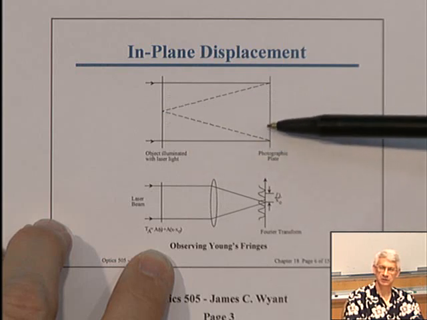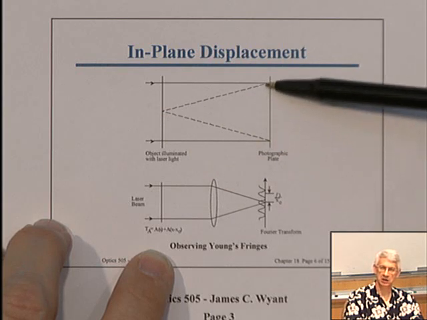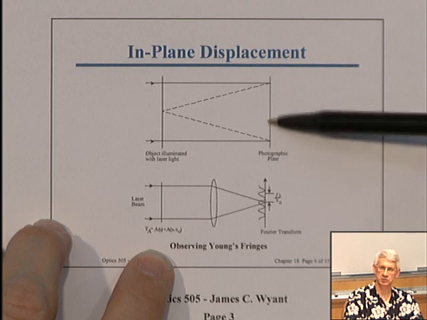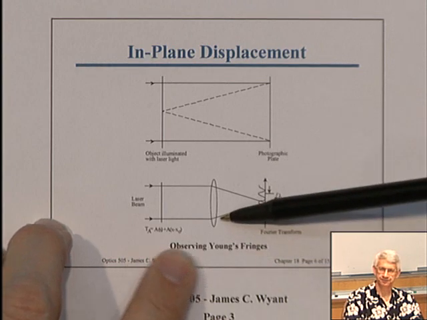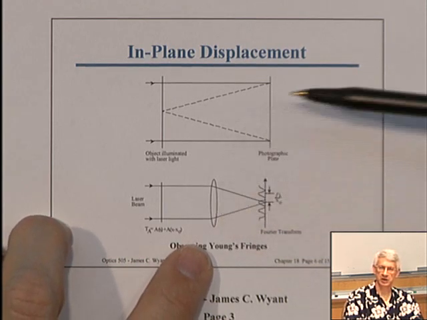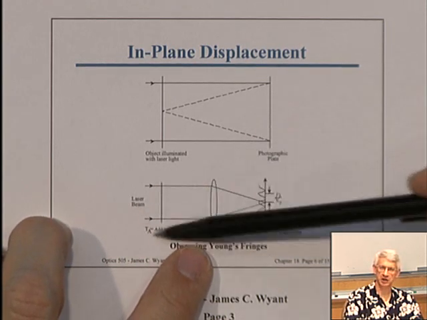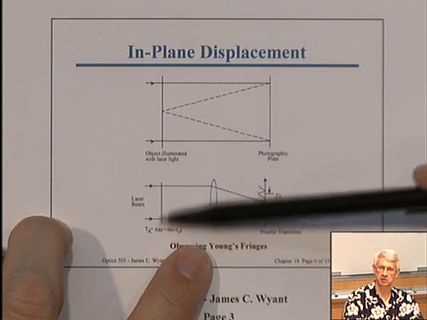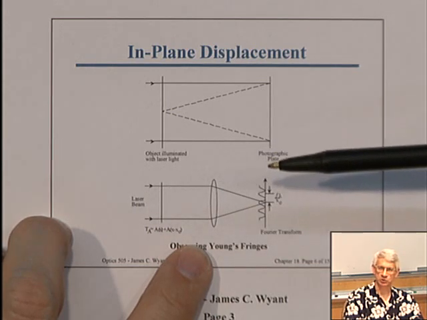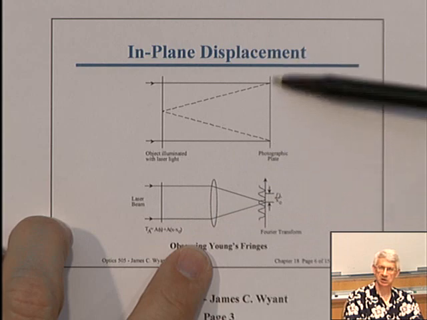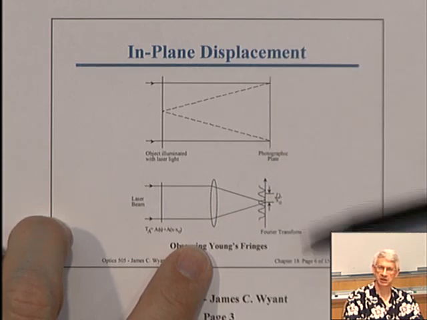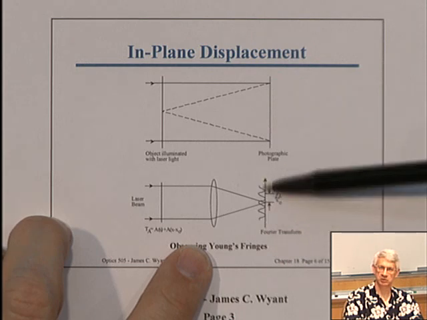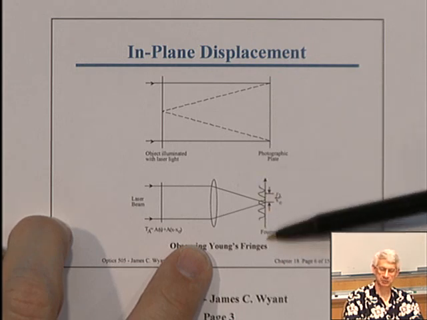So we have like a Young's double pinhole. For every place there was a speckle here, now there's a shifted speckle point. So what we have is a whole combination of Young's double pinhole features in our photographic plate, or at the photographic plate plane, which produce Young's double pinhole fringes in the observation plane.